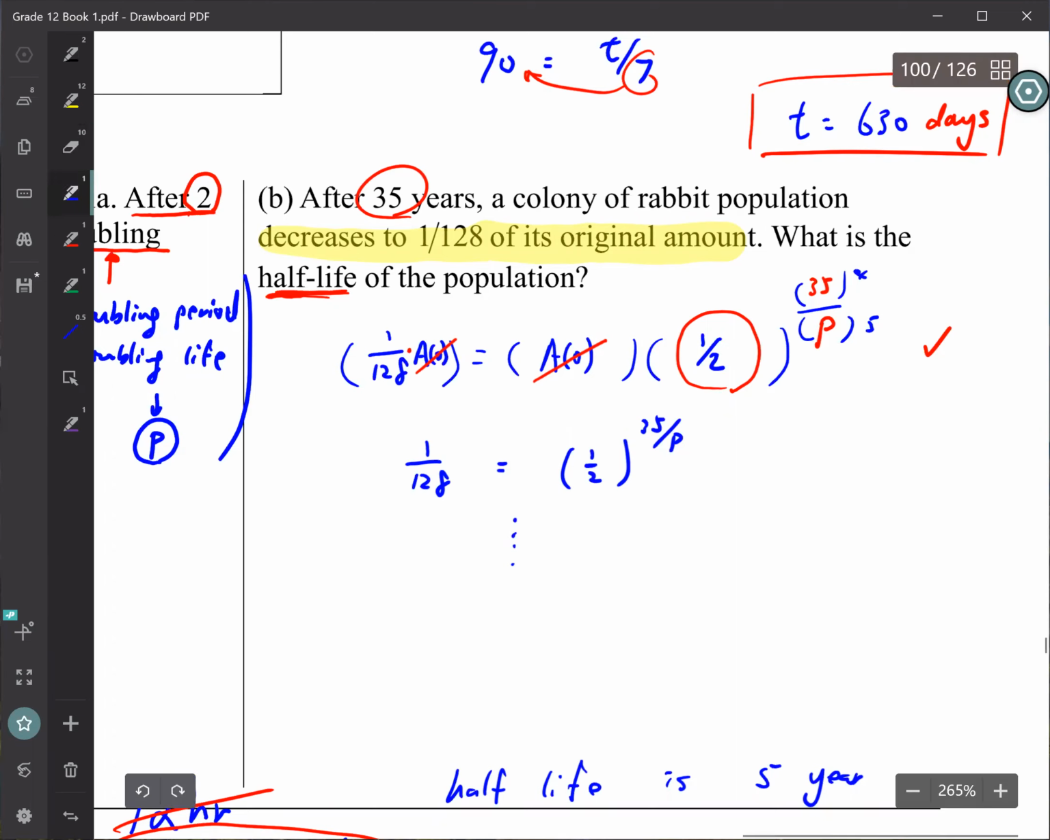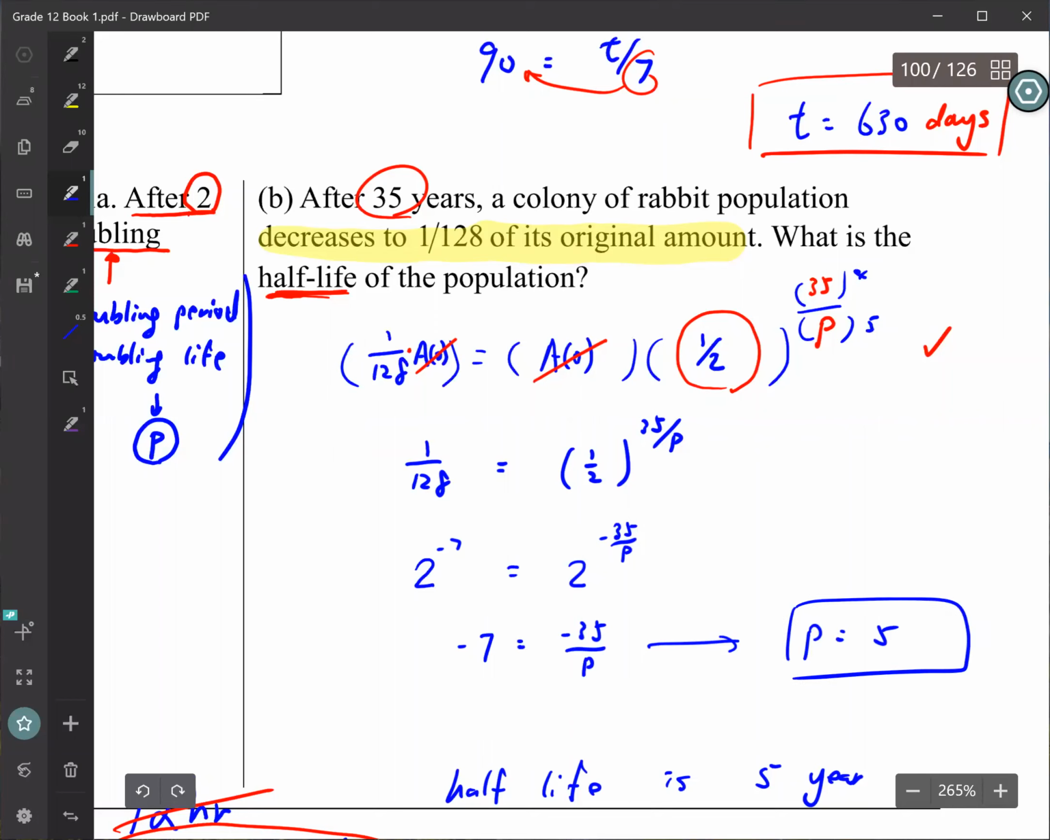All right, so let me just quickly write out the steps here. What's the same base that you chose? Eric? 2. 2, okay. Then the left side will be 2 to what? -7. Okay, so this will be 2 to the -35 over p. And then drop the base, right? So that will give us p equal to 5. The units should be in years because 35 is also in years.